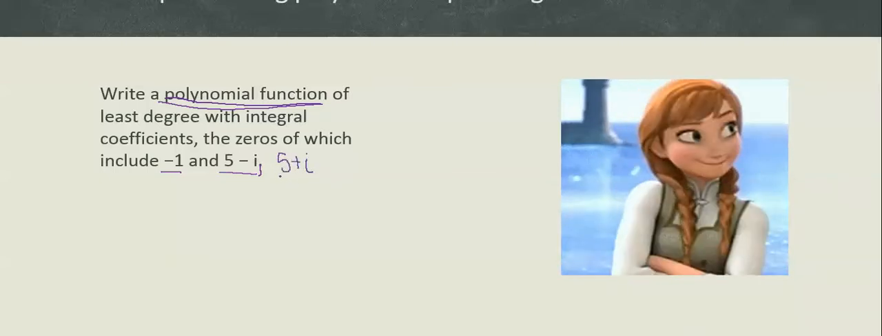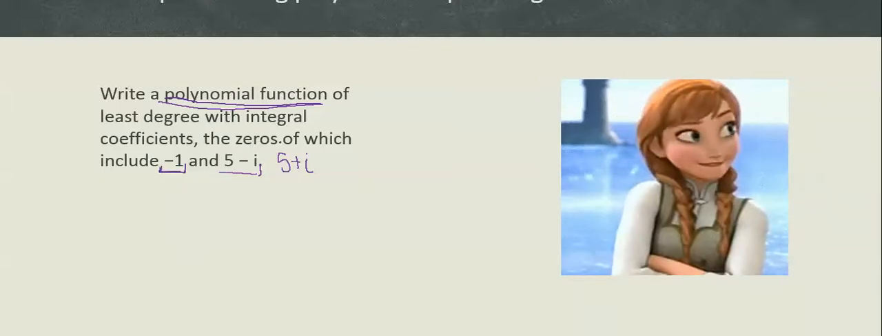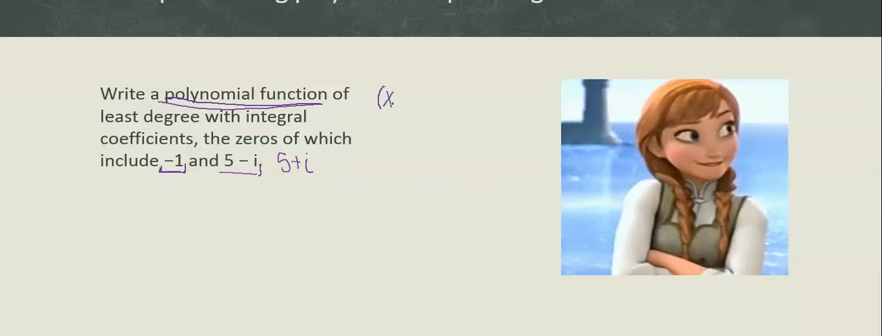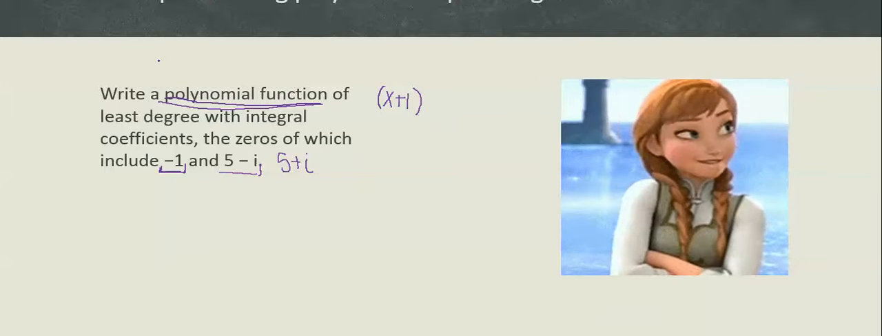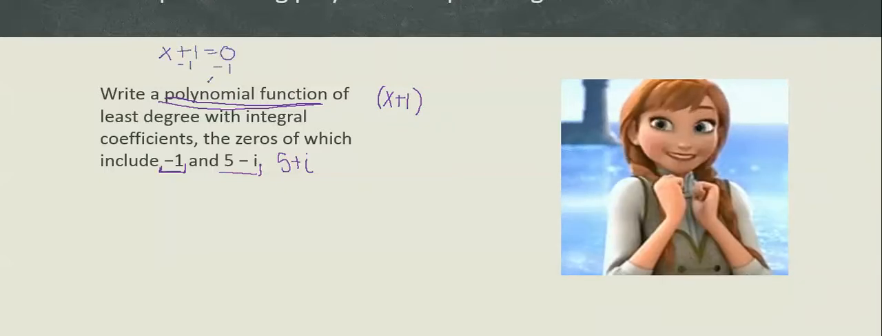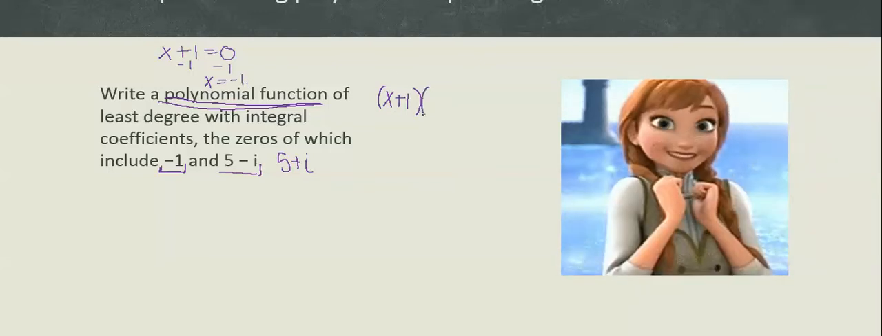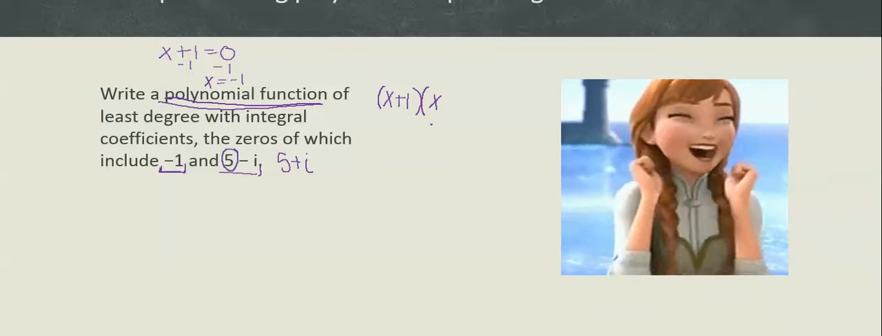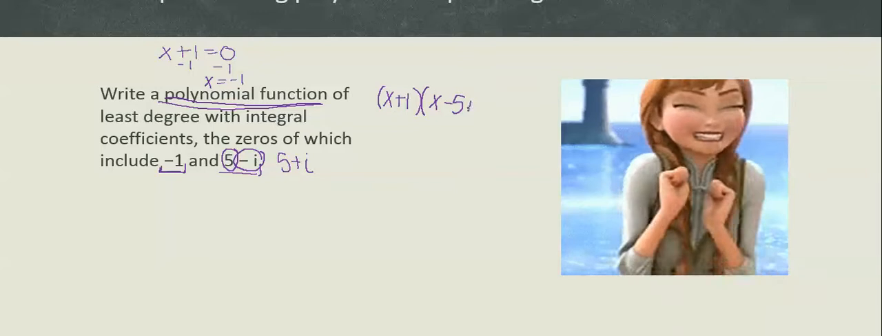I'm going to go ahead and write these in factored form because right now they are in zero form. So x minus -1, the factored form would be x plus 1. The reason for that, if you think about it, if you factor and then you're solving, you're saying x plus 1 equals 0, and then you minus 1, so x is equal to -1. That's why when we put it in factored form, we take the opposite sign. Then I'm going to say x, and then the opposite sign of a positive 5 is a -5. The opposite sign of a negative i is a positive i.